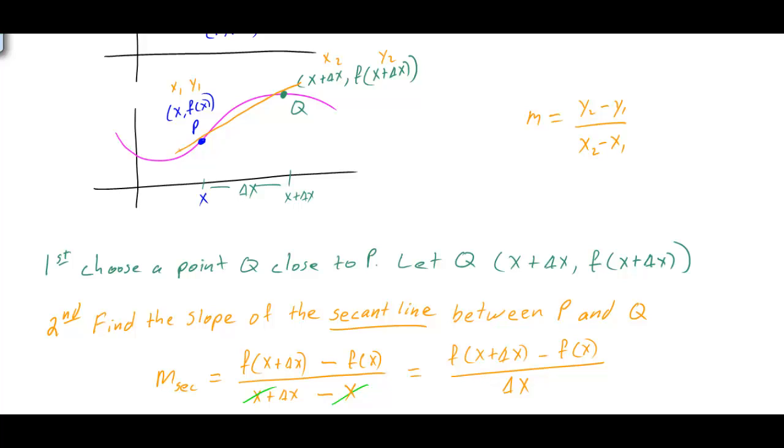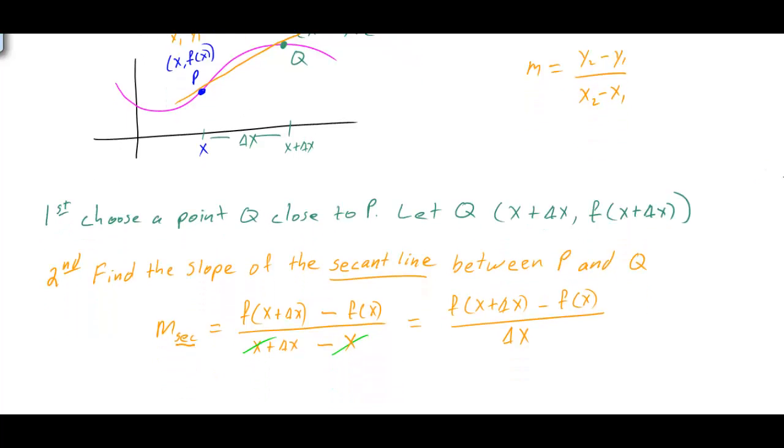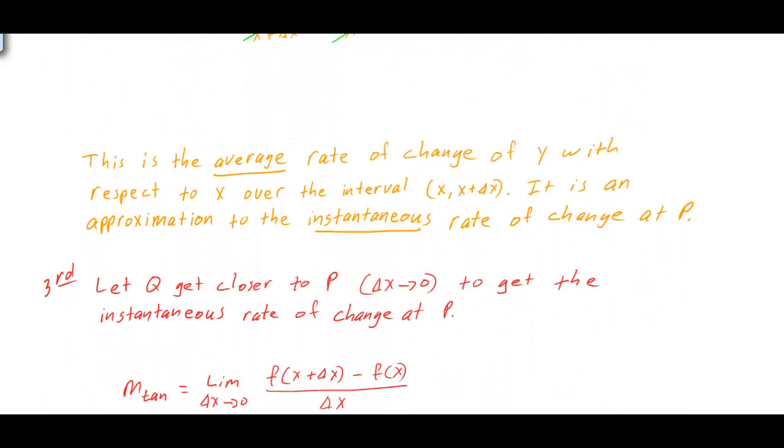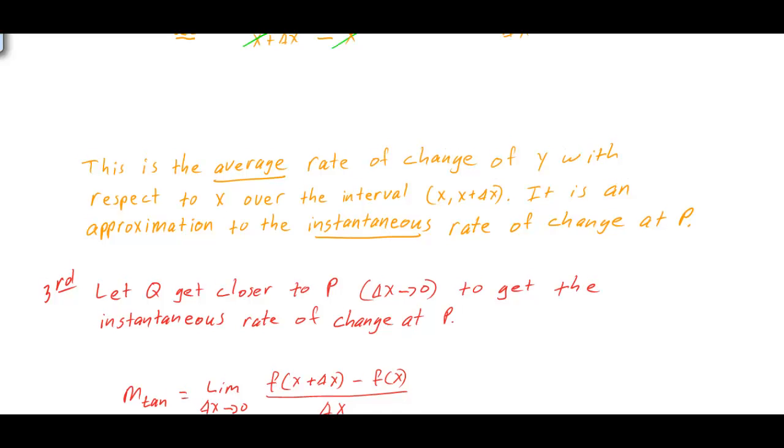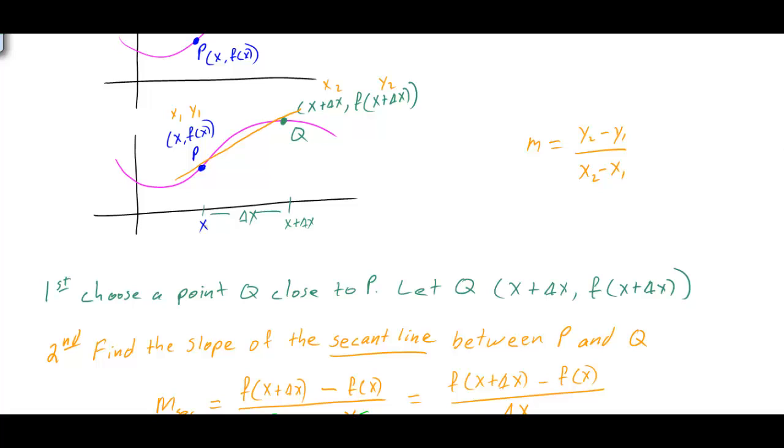So the slope of this secant line is going to be f of x plus delta x minus f of x over delta x. So that's here the slope of the secant line. Now keep in mind, this here is the average rate of change of y with respect to x over the interval x to x plus delta x. So what we found here, going from x to x plus delta x over this interval, is this average rate of change.